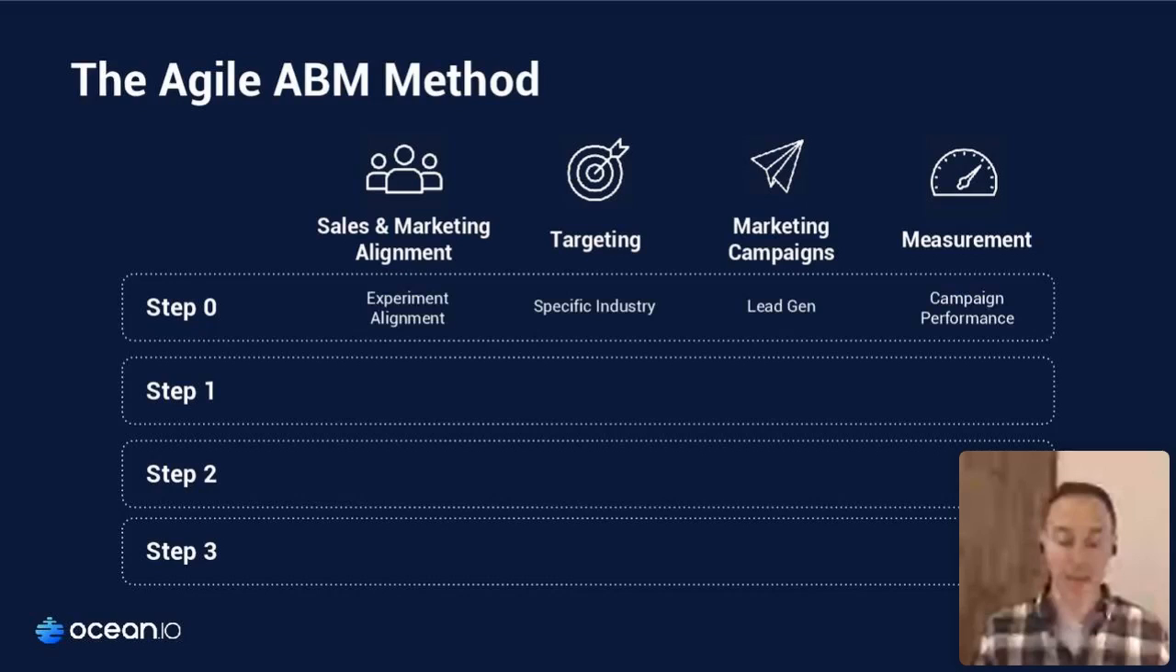Account-based marketing. Step 0, as we call it, and it's not step 1, it's step 0, because it's an agile approach where you should be experimenting and getting things going. So aligning with sales, it's experiment alignment. And one way we're doing this right now, I've got one marketer and one sales rep working together for a potential segment we want to go after.